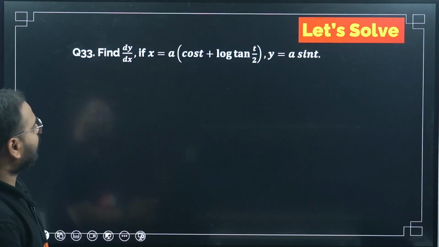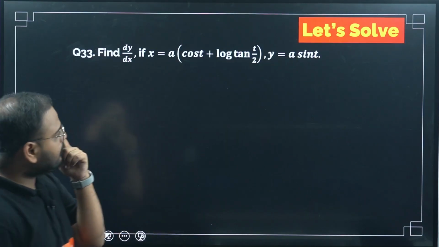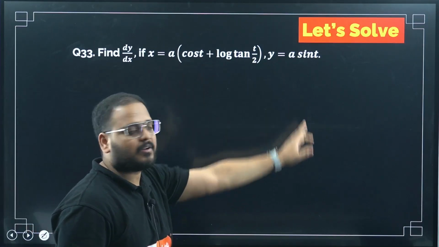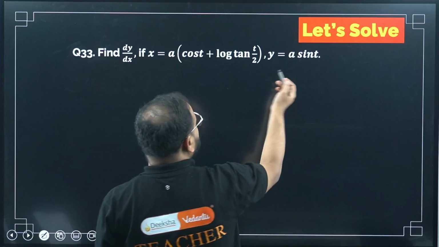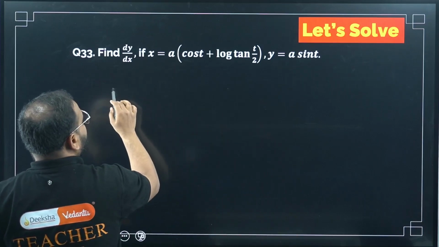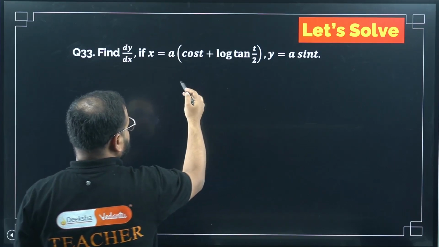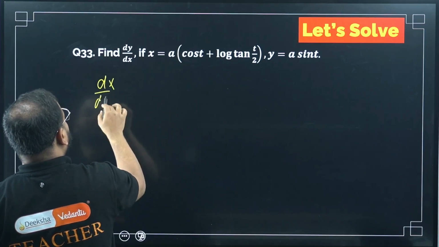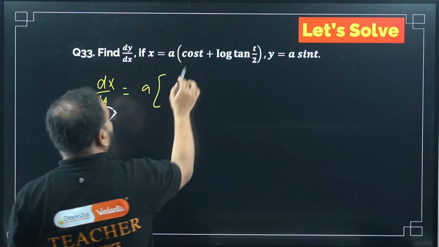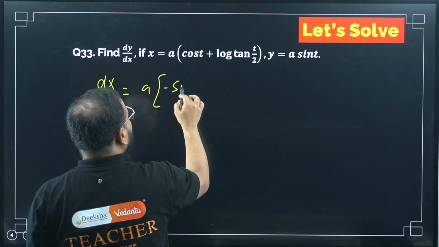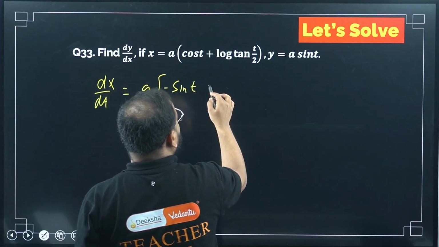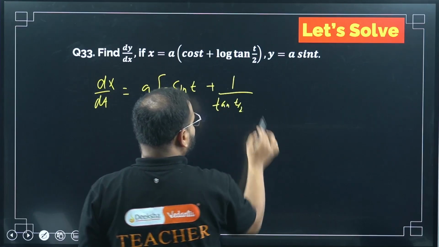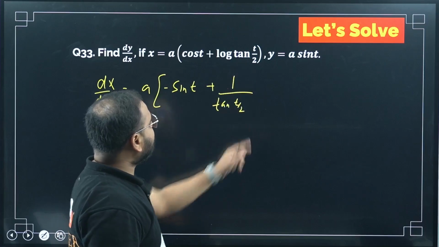Chaliye. Moving on. Again the parametric form only. X is given in terms of t, y is also given in terms of t. So quickly let's find it. Y is so simple. Let's find for x only first. So dx by dt will look like what? A will be as it is. Cos t will be what? Minus sin t, okay. And this will be plus log of 1 upon tan t by 2, correct? Tan t by 2, okay.